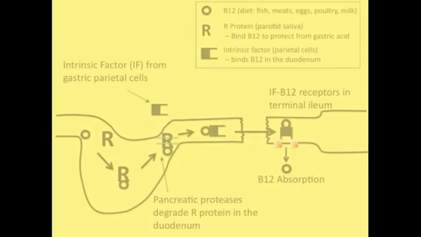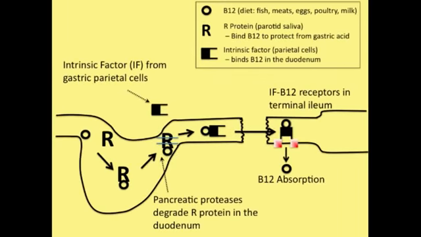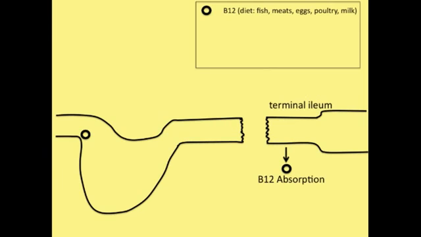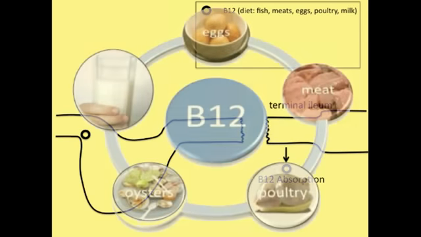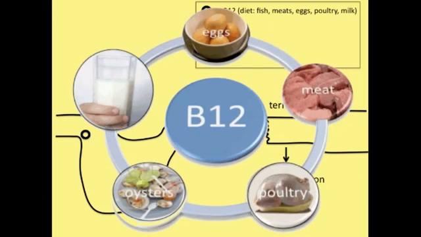All right, and next we're going to look at B12 absorption, and this is the pathway. You have to know this because there are many consequences when things are not going right. So it's a busy diagram, so let's break things down one by one. So first, we have B12. B12 comes from the diet.